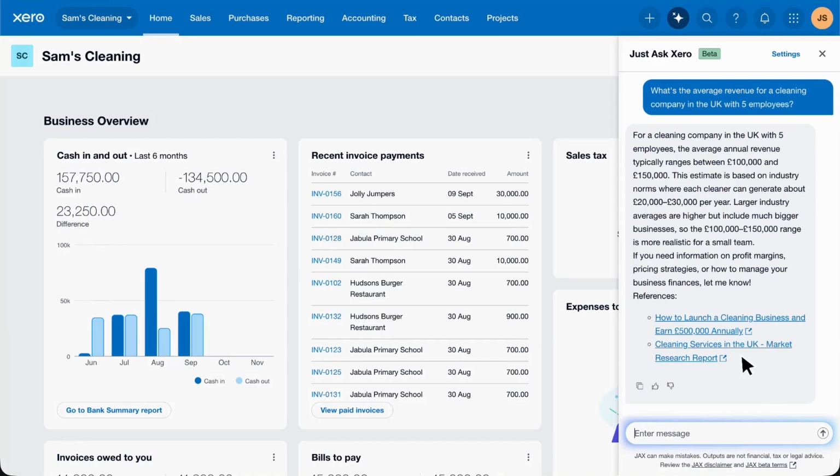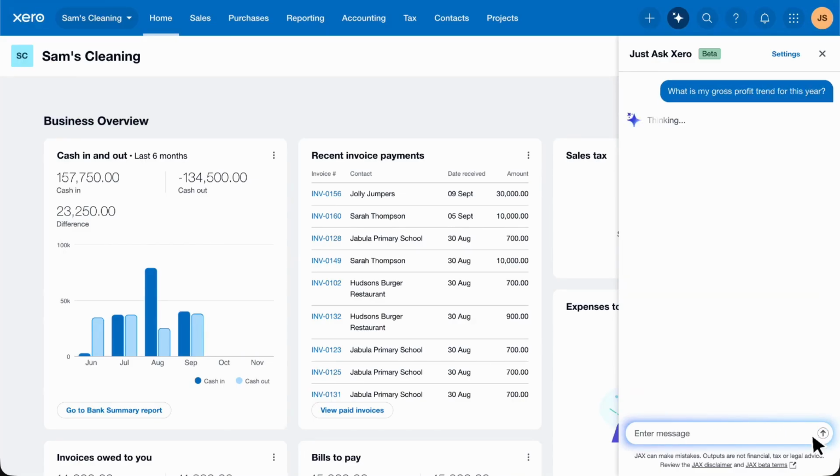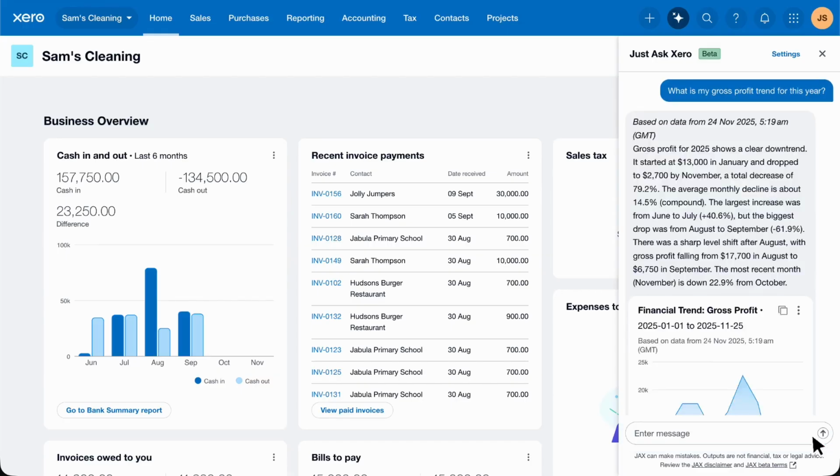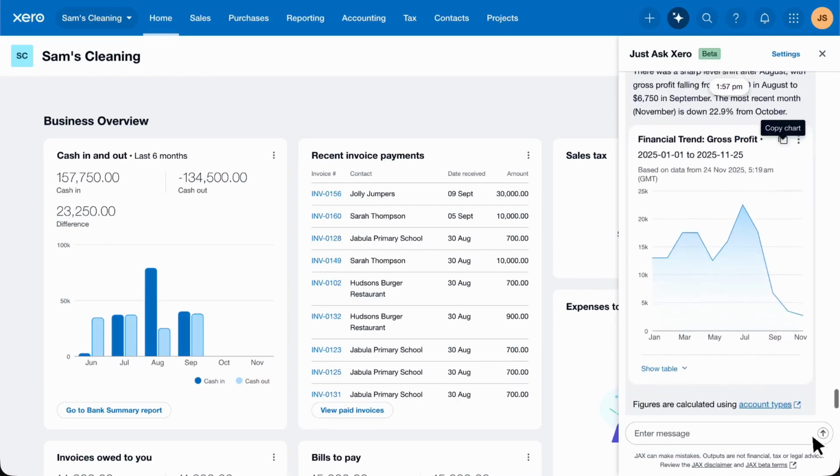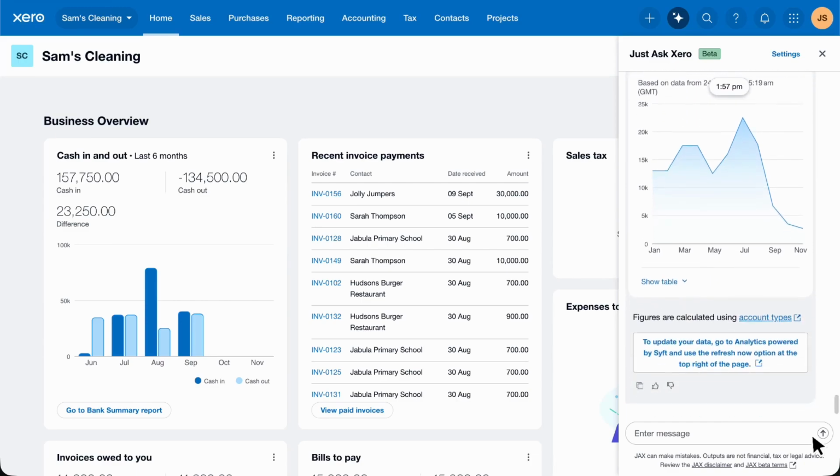Then, compare the information to your business's revenue for the last 12 months to see how your business is performing against industry averages. Jax can provide easy-to-understand insights into your business financials. Ask Jax, what is my gross profit trend for this year? Jax will analyze your financial reports, then provide a summary of the gross profit trend for the current financial year with intuitive visualizations using charts and tables.